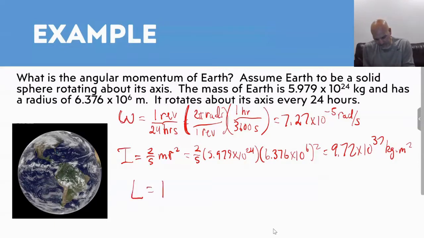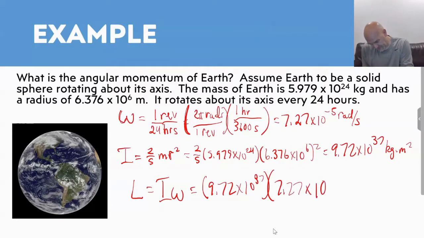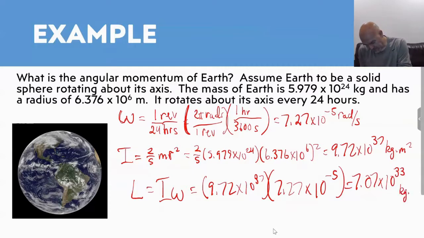Okay, now I can do my I omega. So I have that number, 9.72 times 10 to the 37th, times my omega, 7.27 times 10 to the negative 5th. And now I can do my calculation. And I get an angular momentum of 7.07 times 10 to the 33. Now you have to be careful of the unit. It's going to be kilograms times meters squared per second. The way you look at units, radians, when you have other SI units mixed in, it's just going to be a unit of 1.